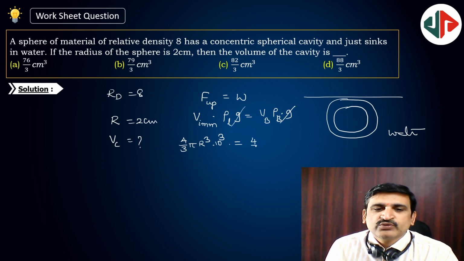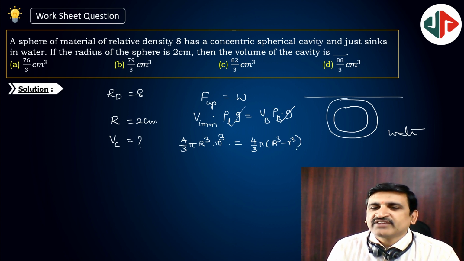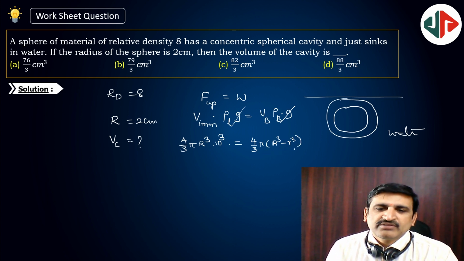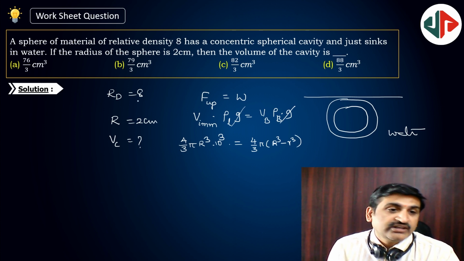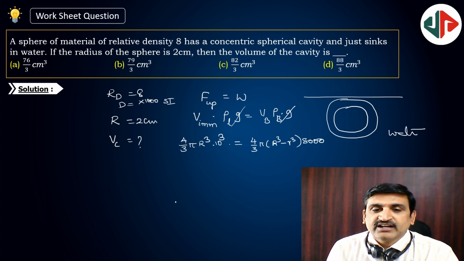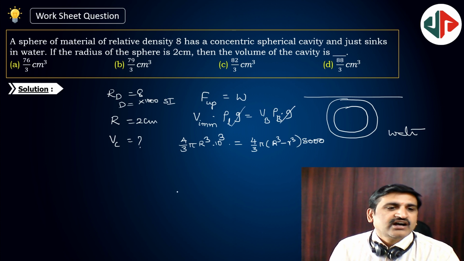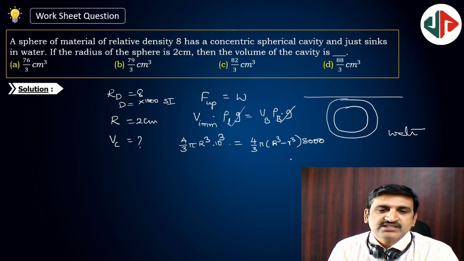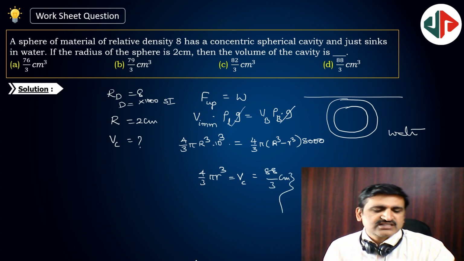So the volume of the body is 4/3 pi (R cube minus r cube). Actually this is the volume of the cavity. So volume of the body, volume of the cavity, into density of the body. Density of the body is given, that is 8 into 1000. If you do in SI system, you will get the density. So density of the body in SI system is 8000. From this expression, the R value is also given, 2 centimeters. On substituting, small r value will come, and then you can get 4/3 pi small r cube, or volume of the cavity, is equal to roughly 88/3 centimeter cube. So this is option D.